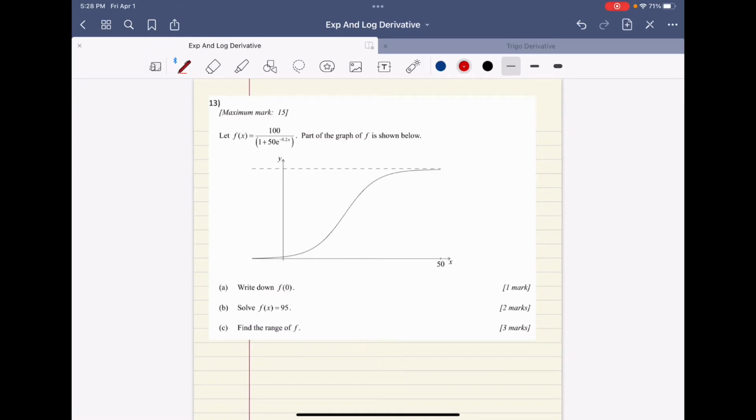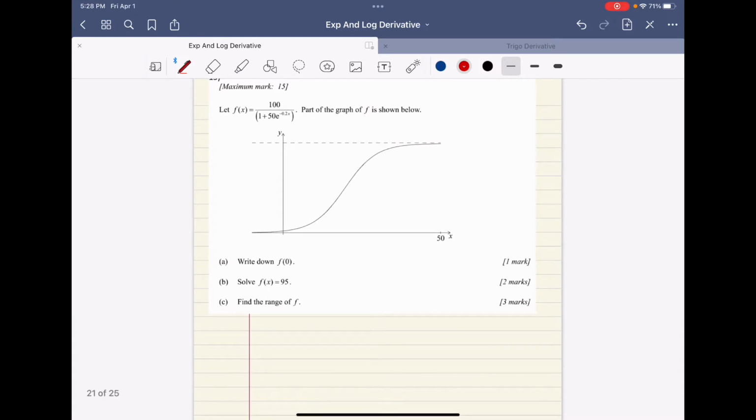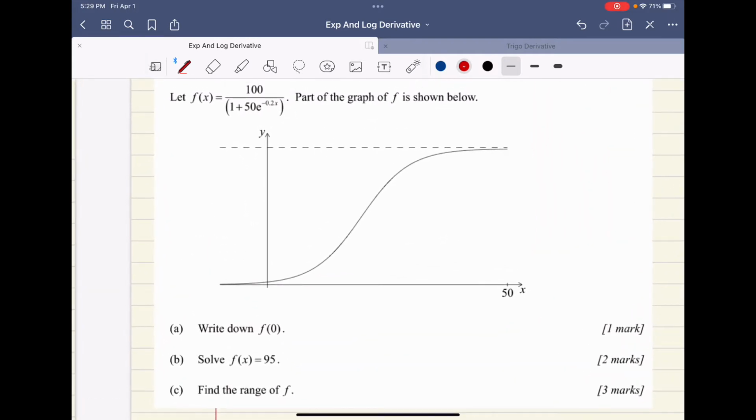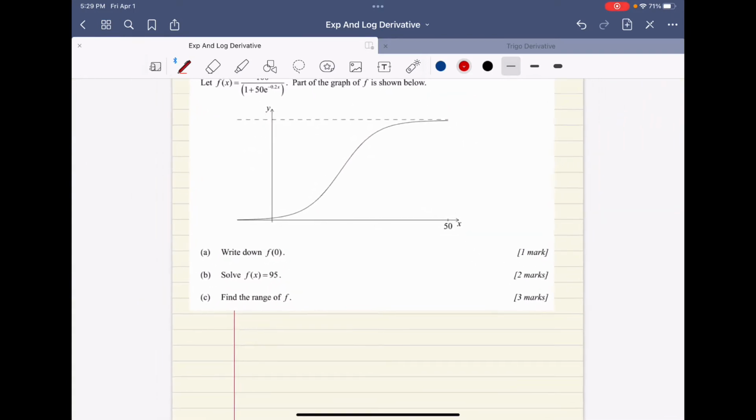This is from 2013, maximum mark 15. Again, paper 2, section B. Let f of x is equal to 100 over 1 plus 50 times e raised to minus 0.2x. Part of the graph of f is shown below. Write down f of 0. It's a 1 mark question.